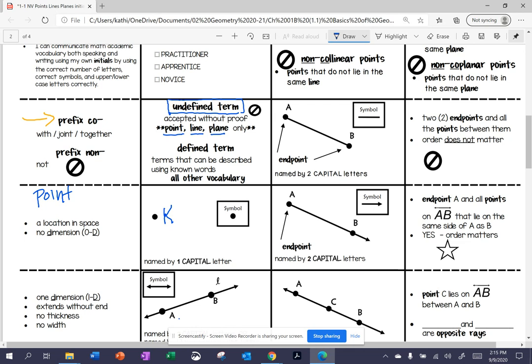So I name a point with one capital letter. And it doesn't matter if the point is really tiny or if the point is really huge. It doesn't have a size. There is no dimension. Okay, let's try the next one.